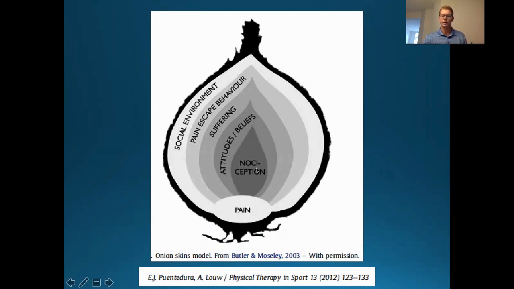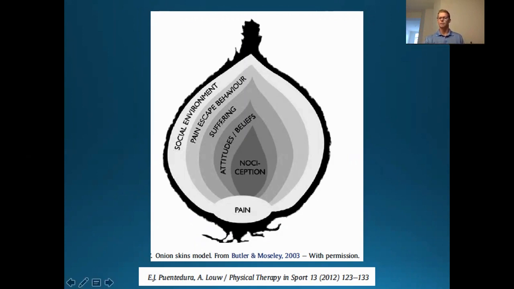But other things that affect our nociception are going to be our attitudes and our beliefs towards that pain. Let's say someone comes in and says, hey, I have neck pain, and this pain is similar to what my aunt had and my dad had, and they both required surgery. Their attitude and belief is going to make this pain greater because of what they've seen around them or in others who have had similar pain.